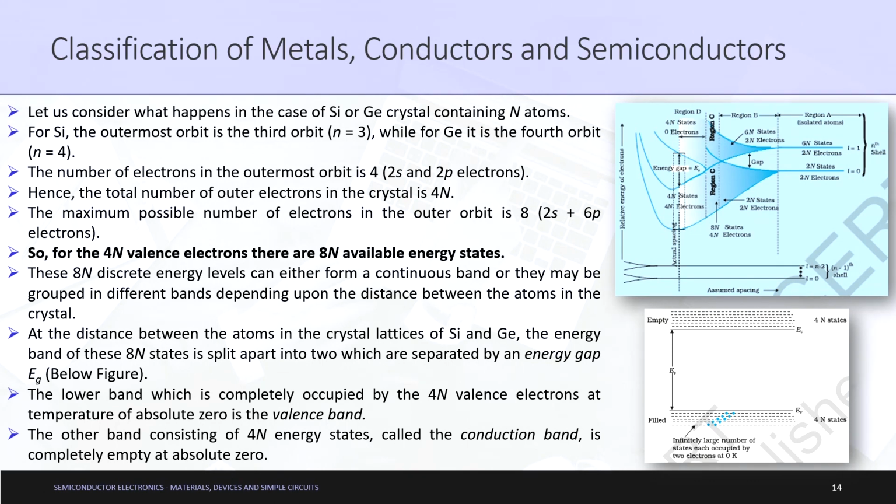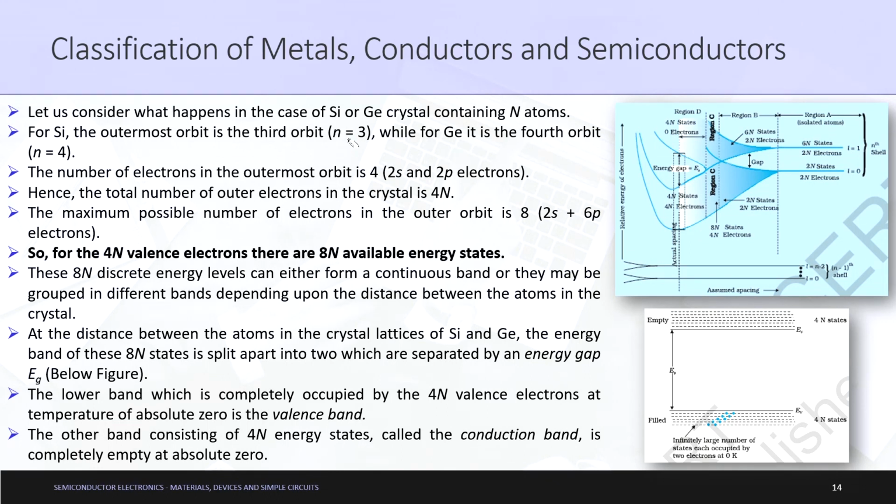Okay. The maximum possible number of electrons in the outer orbit is 8, 2s and 6p electrons. So, previously it was saying what is the number of electrons actually present there, and now we are talking about the number of electrons which can be present at maximum. The maximum can be calculated using the chemistry concepts. So, finally, using Bohr's model, the maximum possible number of electrons in the outer orbit is 8. So, 2s and 6p electrons.